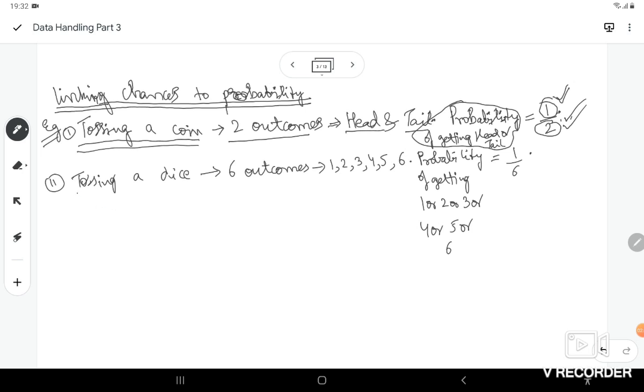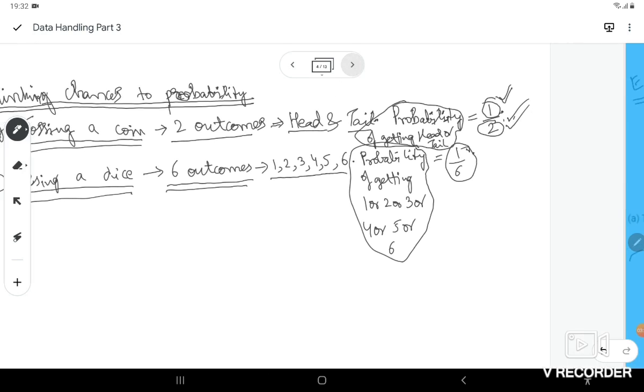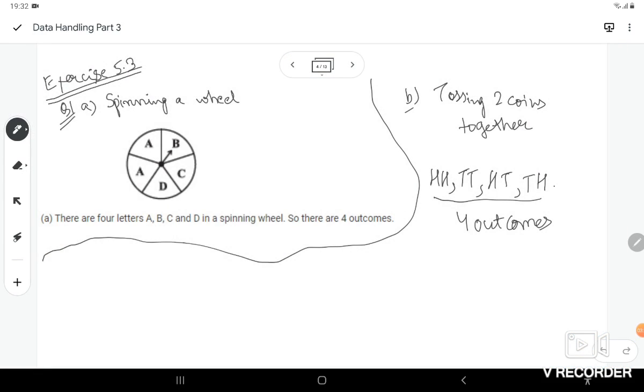Let's see another example, that is tossing a dice. Tossing a dice has 6 outcomes, that is 1, 2, 3, 4, 5 and 6. So the probability of getting any one of 1, 2, 3, 4, 5 or 6 is 1 divided by 6. So in this way we can link chances to probability. Now let's see example 5.3 and solve its questions.